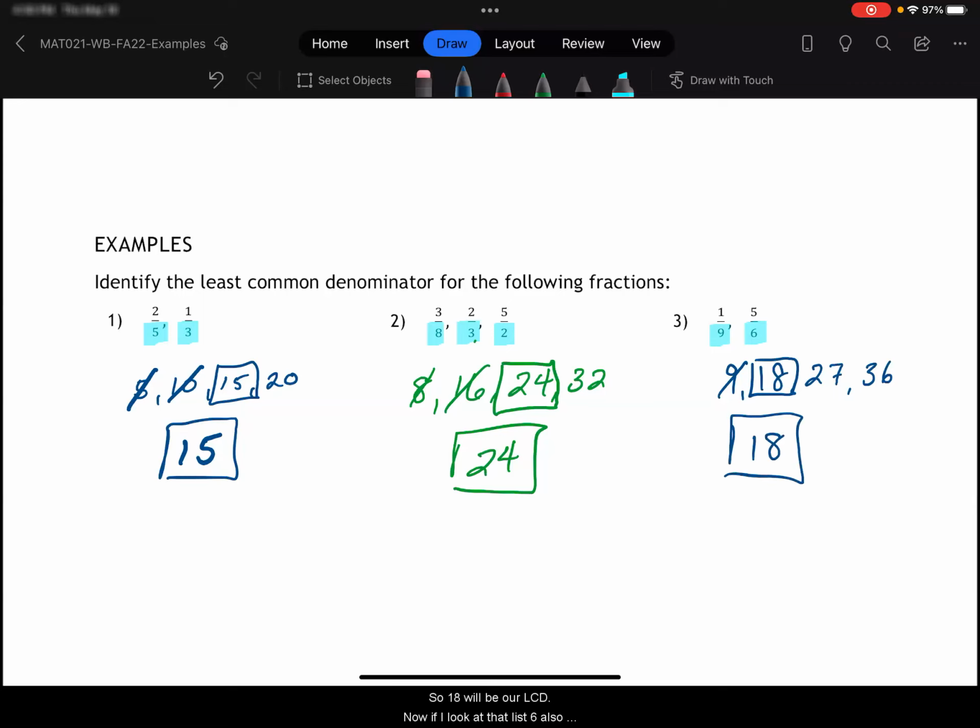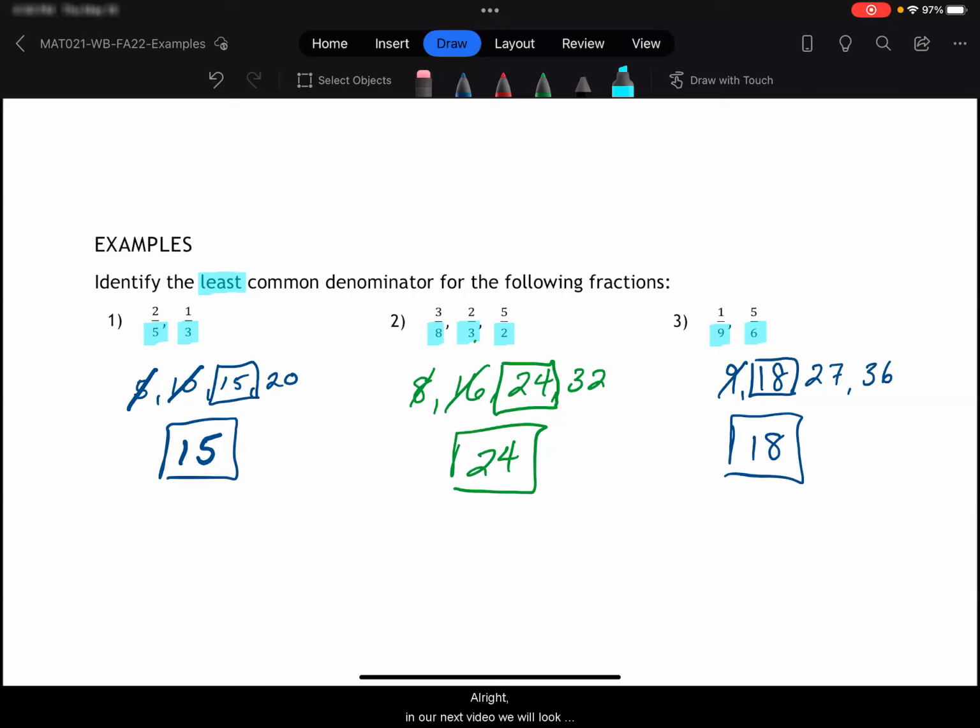Now if I look at that list, 6 also goes into 36, but it is bigger. And we're looking for the least common, or the smallest. So that's why I'm going to use the 18 and not use 36. It's also why I did not just multiply the two numbers together to get an answer. Okay, because again, we're looking for the smallest.